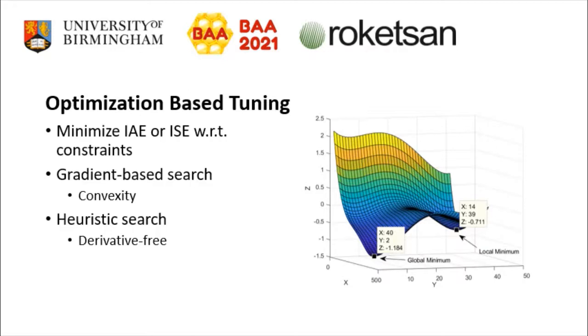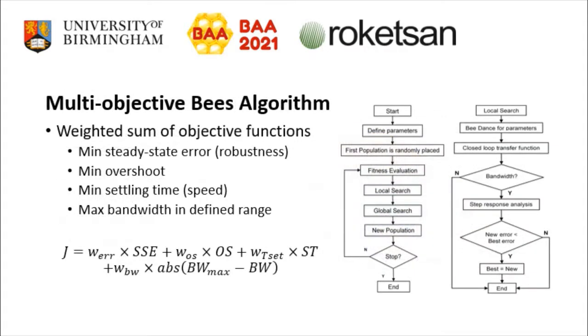The other one is the derivative-free method, which provides heuristic approximations. There is a biomimetic behavior in the search style, and this is the method that we use in our tool. There are two items to explain in this part. The first section is the multi-objective concept. Our main goals to satisfy are minimum steady-state error, overshoot, settling time, and maximum bandwidth in the defined range.